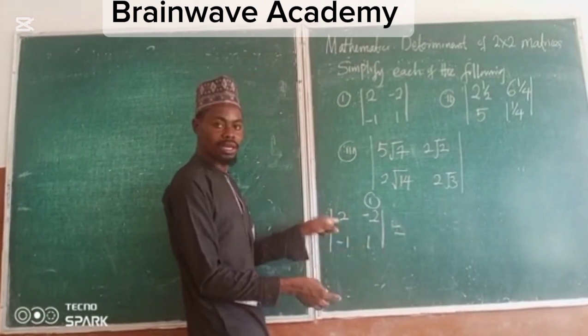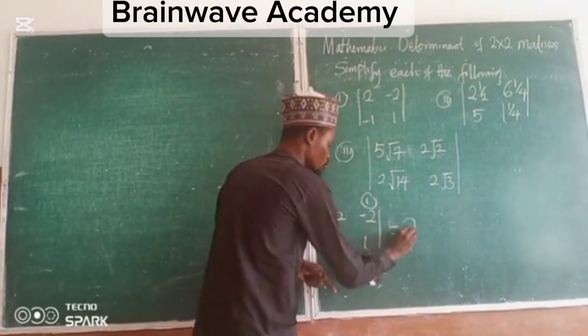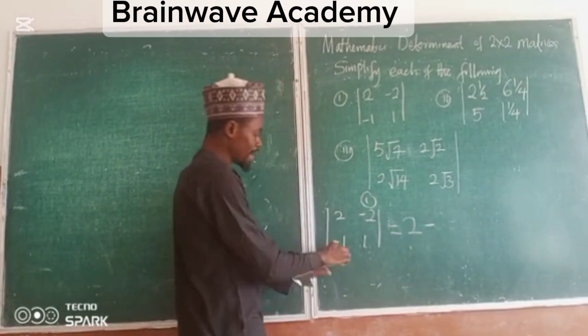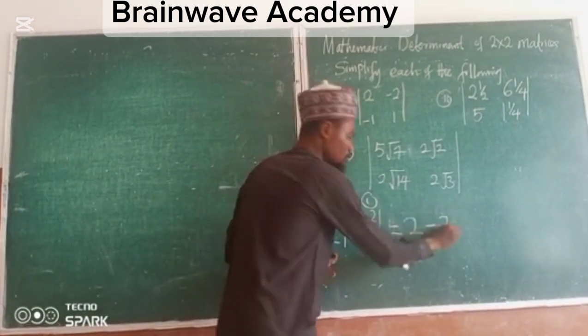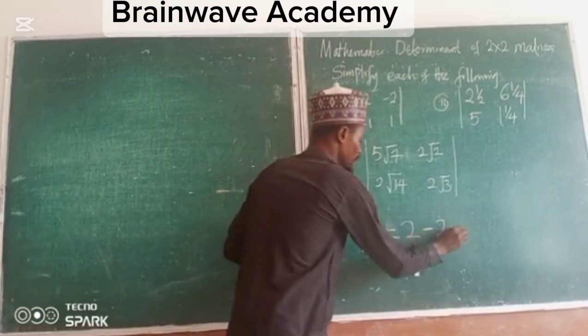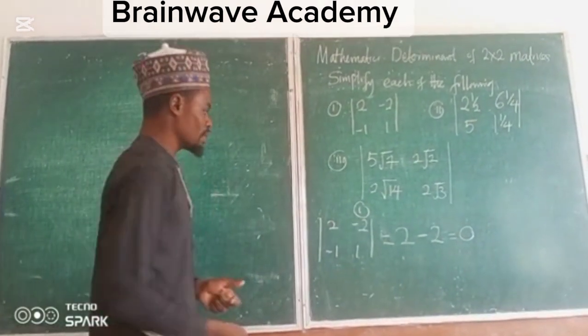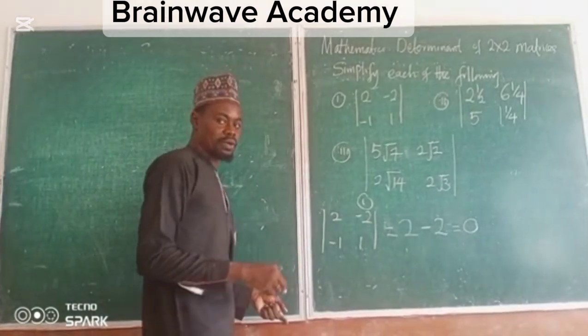Then 2 times 1, 2 times 1 is now 2. Then minus, I said always minus. Minus 1 times minus 2 is now what? 2. Then 2 minus 2 is now what? 0, which means the determinant of this matrix is 0. And it has meaning. In my next video, I will explain that.